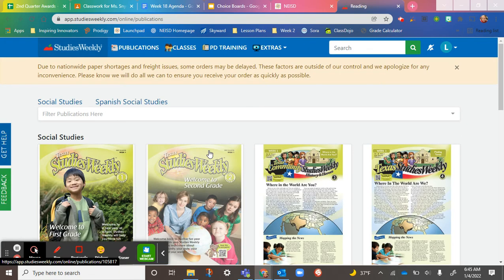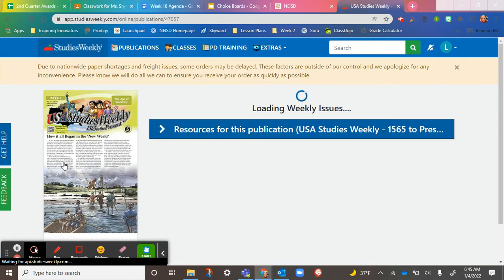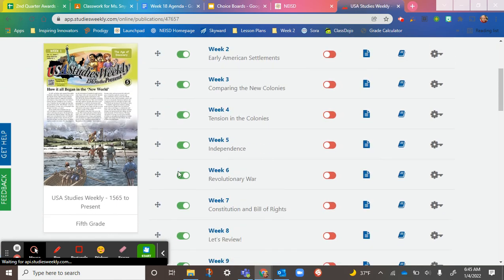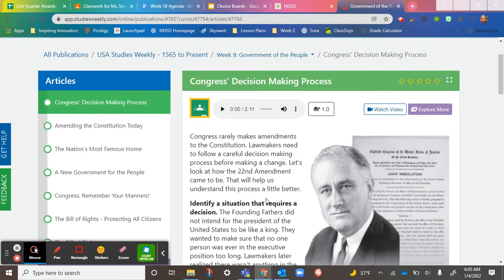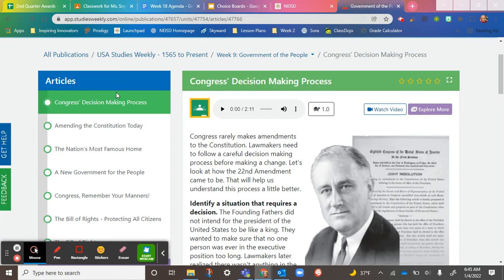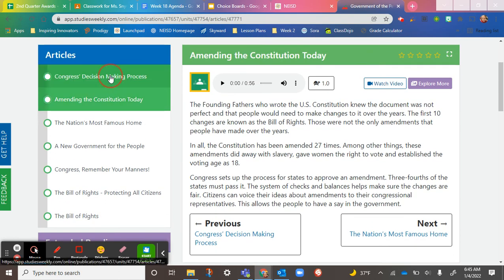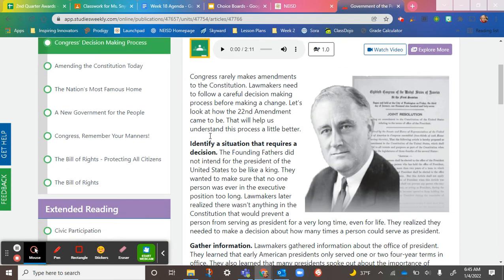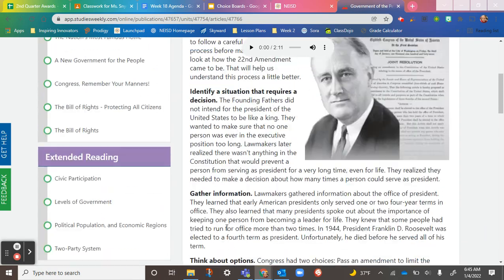Here's what mine looks like. Yours is going to look a little different. So I go into the 5th grade one, and then I go down to week 9, and then the reading is here. So here's the Congress decision-making process, and then the other one was amending. So it's just these first two that we read. So see if you can get that. If not, we'll get the magazine for you when you get back to class.